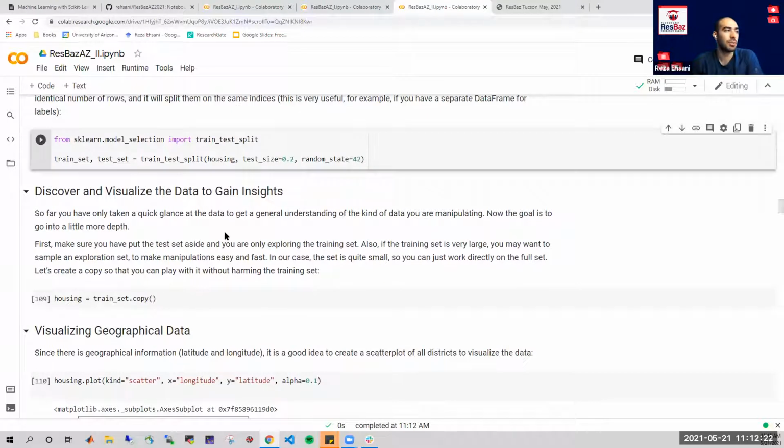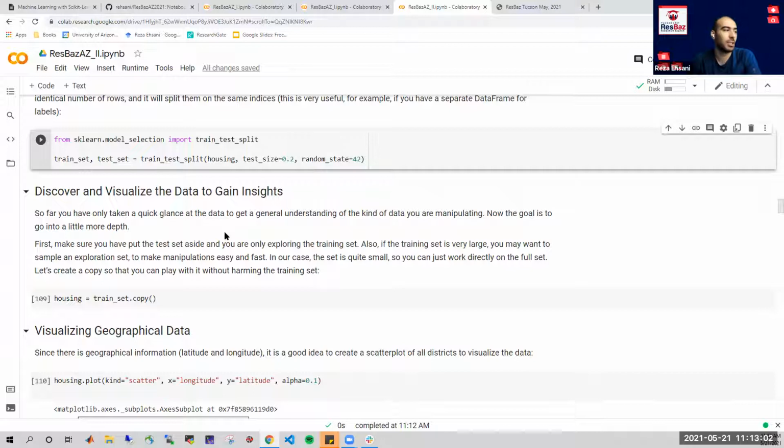Next step is to discover and visualize the data in order to gain insight about it. So far, we have only taken a quick glance at the data to get a general understanding of the kind of data you are manipulating. Now the goal is to go a little more in depth. First, we need to make sure that we have put aside the test set and are only exploring the training set. If the training set is very large, we can also explore only part of it to make manipulation easier and faster. In our case, the training set is quite small, so we can continue working on the full set.